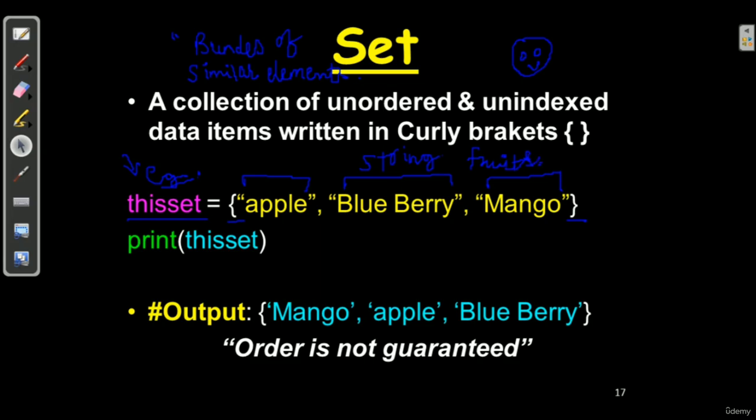Now when we command it to print this set, the output will show something like this: mango, apple, blueberry. As you can see, the order in which we are going to get these outputs is not guaranteed when we use the set, because set gives us unordered and unindexed data items. Let's understand this in a better way on our board.